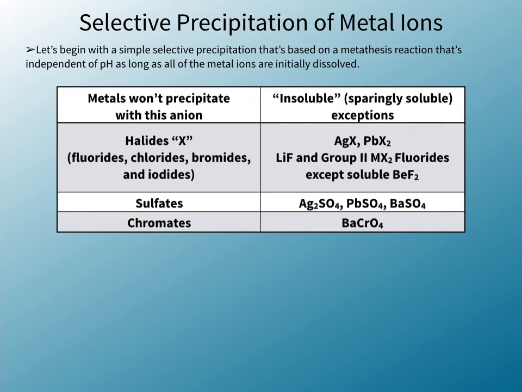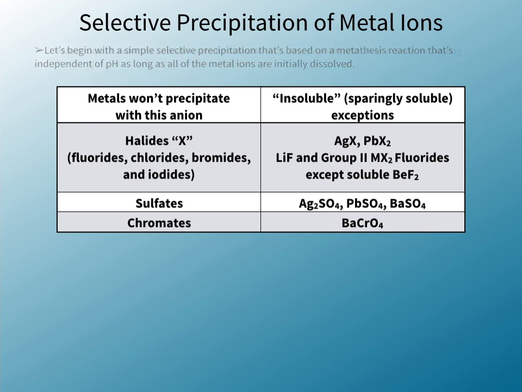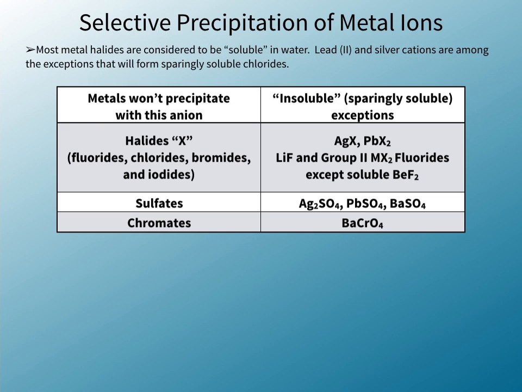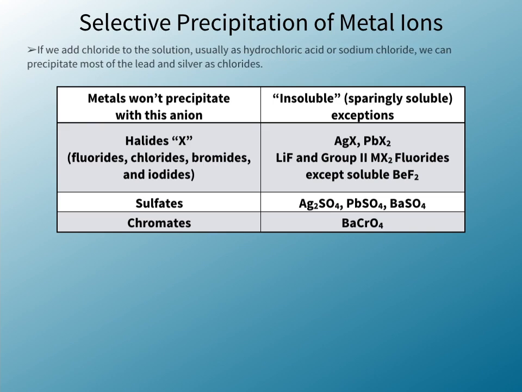Let's begin with a simple selective precipitation that's based on a metathesis reaction that's independent of pH as long as all of the metal ions are initially dissolved. Most metal halides are considered to be soluble in water. Lead 2 and silver cations are among the exceptions that'll form sparingly soluble chlorides. If we add chloride to the solution, usually as hydrochloric acid or sodium chloride, we can precipitate most of the lead and silver as chlorides.